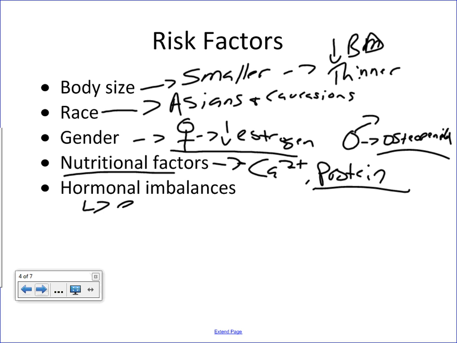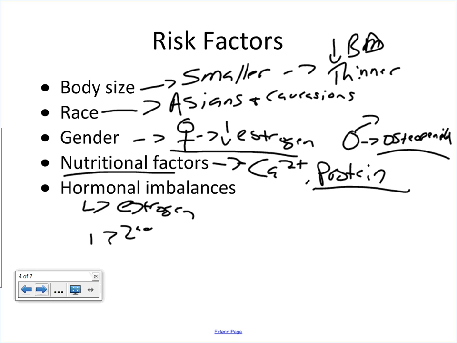All right, that's where the estrogen levels come in. Or if there are other secondary conditions. But definitely estrogen is the most common hormonal imbalance you're going to see that throws people into osteoporosis.